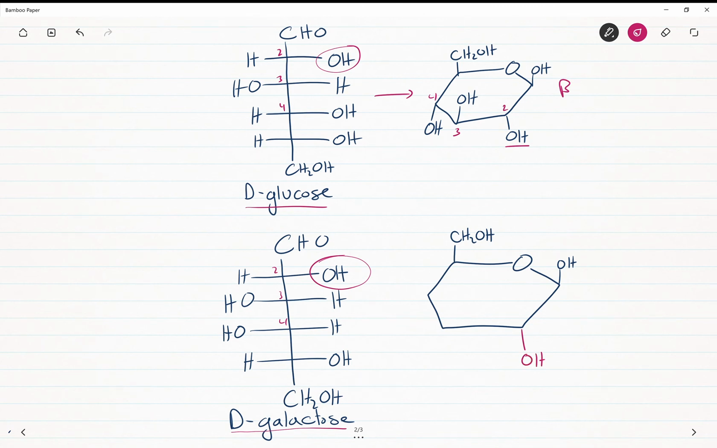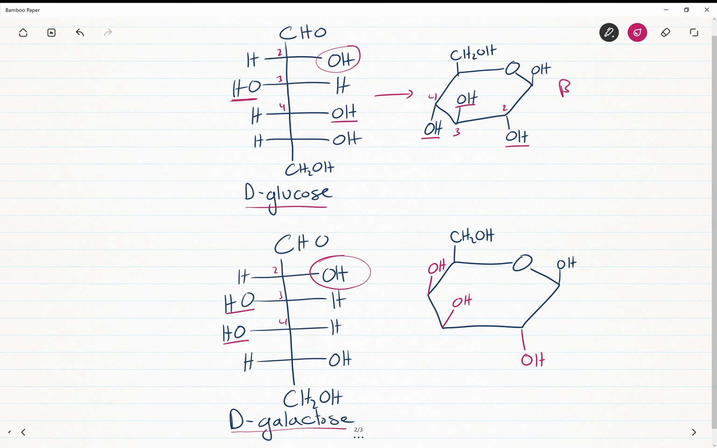Looking at position 3, if the OH is on the left side, it is placed up. The OH at position 3 for D-galactose is on the left side, so it also will be placed up. Here's where we see a difference. On position 4 for D-glucose, the OH is on the right side, and if it's at position 4 and it's right, it is down. And so we look at the D-galactose, and at position 4, the OH is on the left side. So that is different. So we have to draw our OH going up.